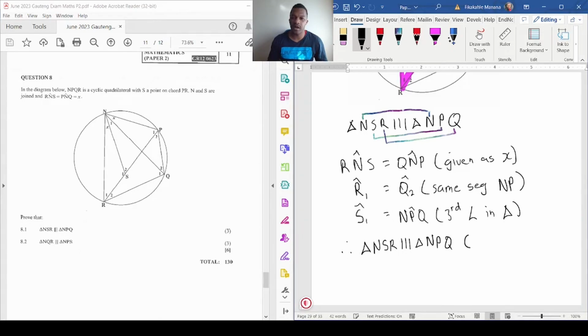Now, there is a mark for writing this part, angle, angle, angle. If you don't write that part, you lose a mark. So make sure you include it. But we'll circle back at the end to show you where the marks actually are in this question. All right, that's it.